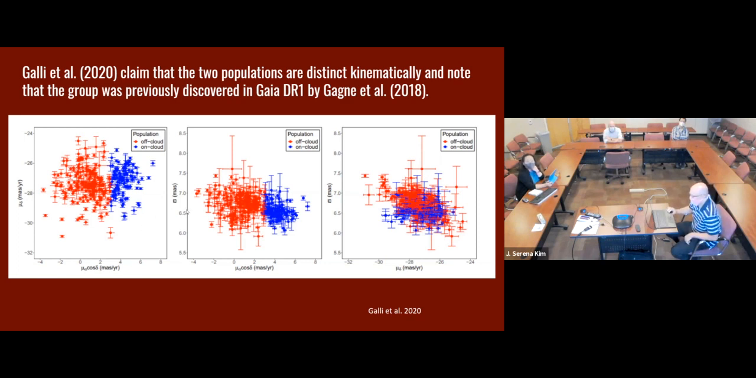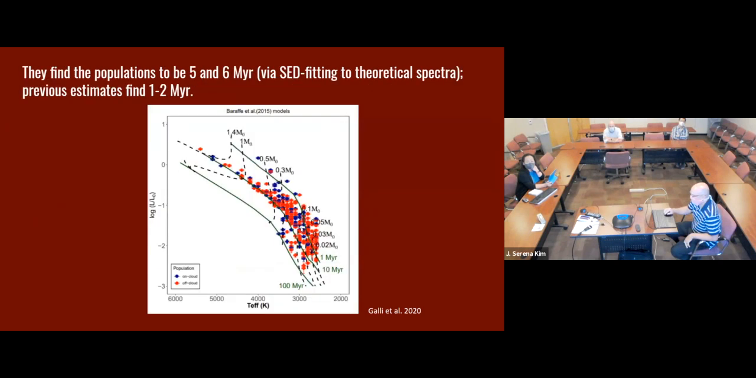And so their statistics machine said, yes, we favor there's two populations. I mean, you can see it by eye. And then they said, well, let's look at other things. So they took their photometry and did some SED fitting to theoretical spectra, plotted them on an HR diagram, and said, well, they appear to have about the same age, although the medians of the two populations are 5 megayears and 6 megayears, with the off cloud being slightly older.